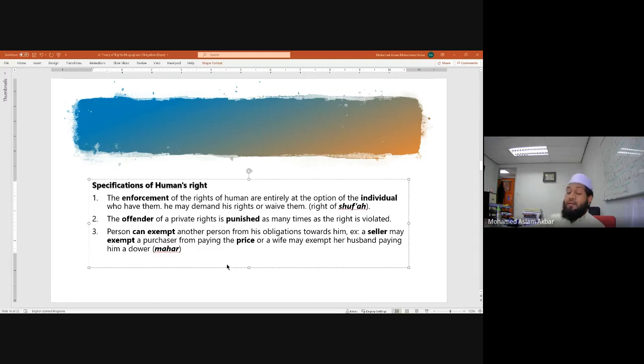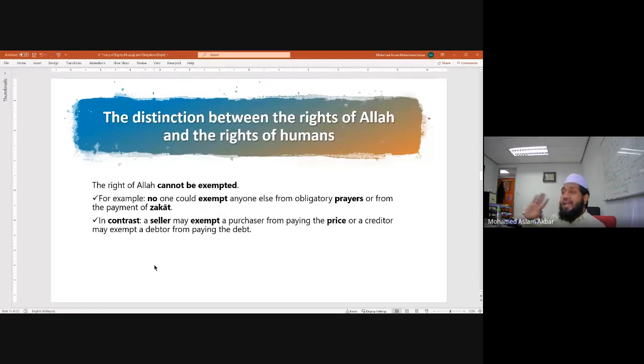At the same time the wife can also exempt. If the wife sees that, okay, I can understand, you don't have to pay me the mahar, or you can reduce the mahar, it is up to the wife. Right? So these are the specifications of human rights. What exactly is the difference?